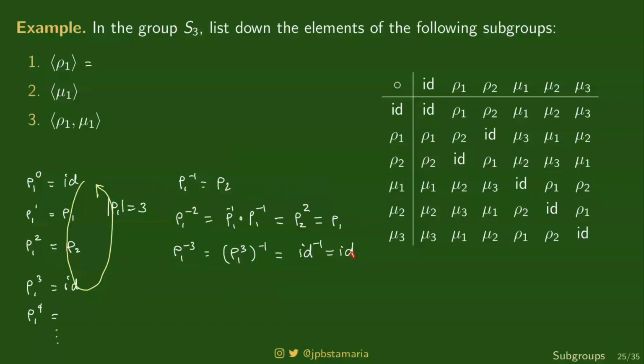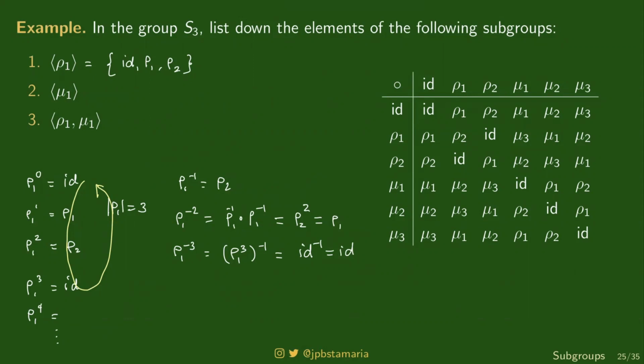Paikot-ikot ko lang sa ID, row 1, row 2, ID, row 1, row 2. Ikot-ikot lang yan. Kaya ang laman nito, tatlo lang. Hindi totoong infinite. Kasi yung mga products mo, paulit-ulit lang. Kasi this time yung mga elements mo, finite ang order. Kaya ito naman, ID, row 1, row 1 squared, which is row 2. Wala nang iba. In fact, ito rin yung centralizer ni row 1. Nagkataon.